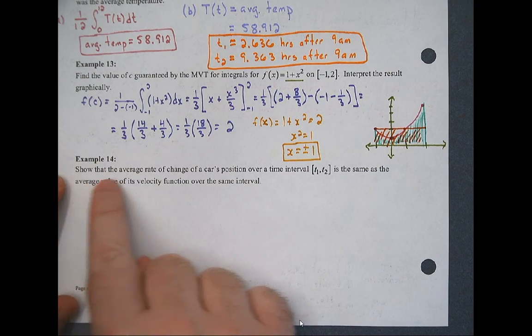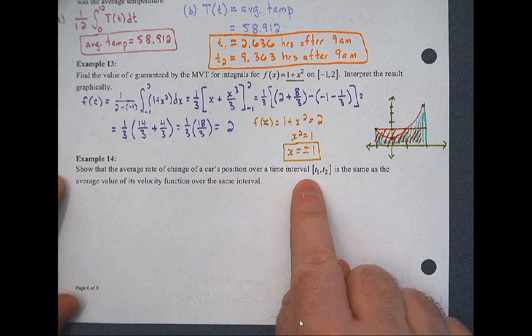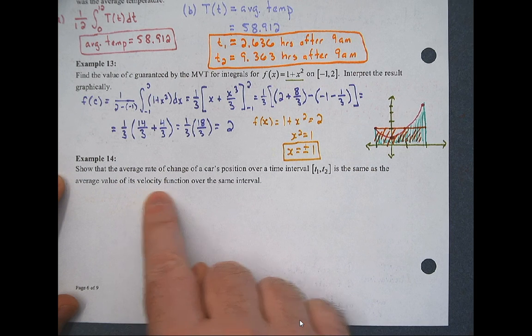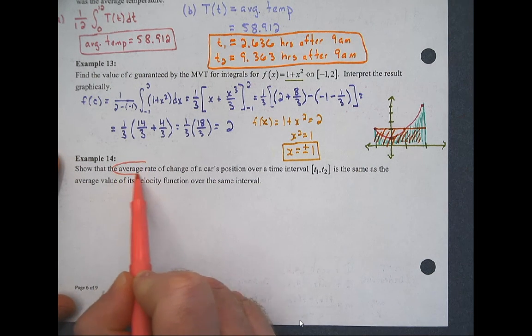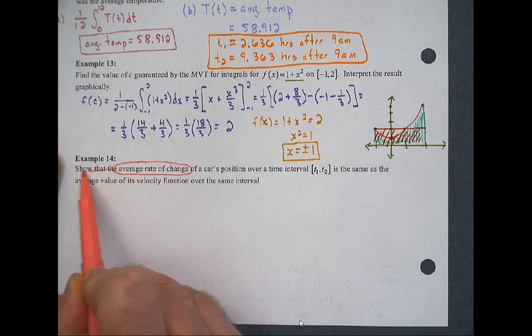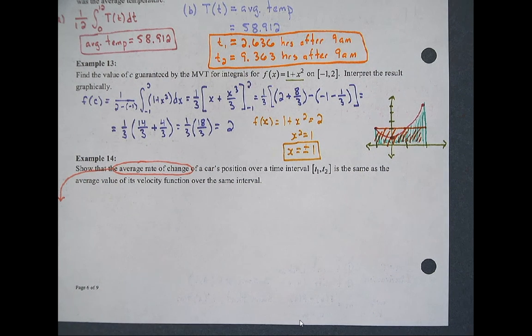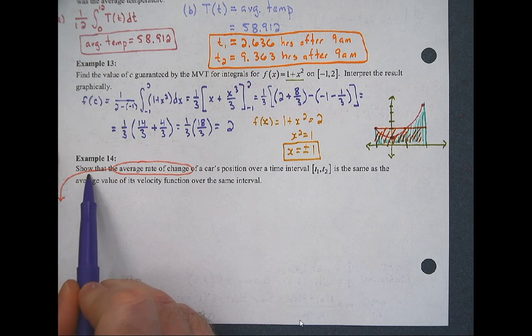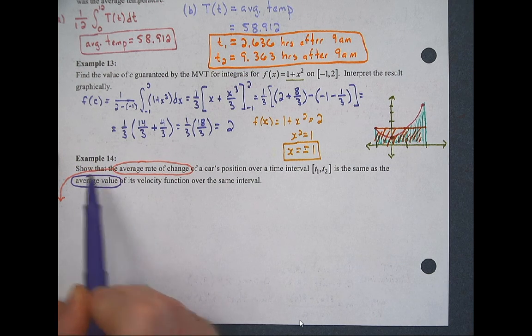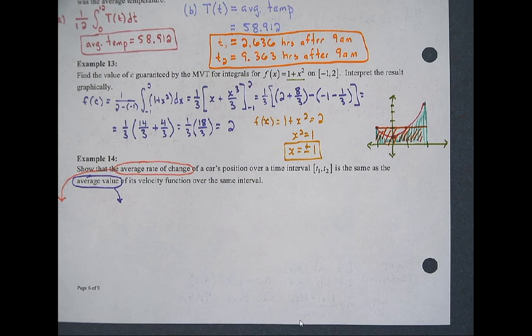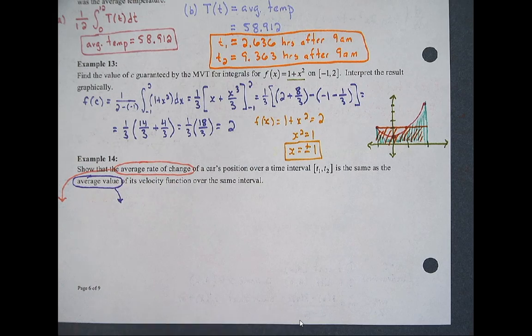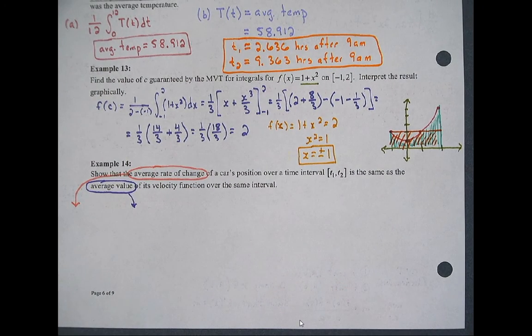Okay, so I'll show that the average rate of change of a car's position over time is the same as the average value of its velocity function over time, over the same interval. So I'm going to start off with this. I want to circle this, average rate of change, and I want you to write a little note to yourself on what average rate of change is, and then I'm going to circle average value, and I want you to write a little note on what those things look like. How do you calculate the average rate of change? How do you calculate the average value? Pause, give it a try.